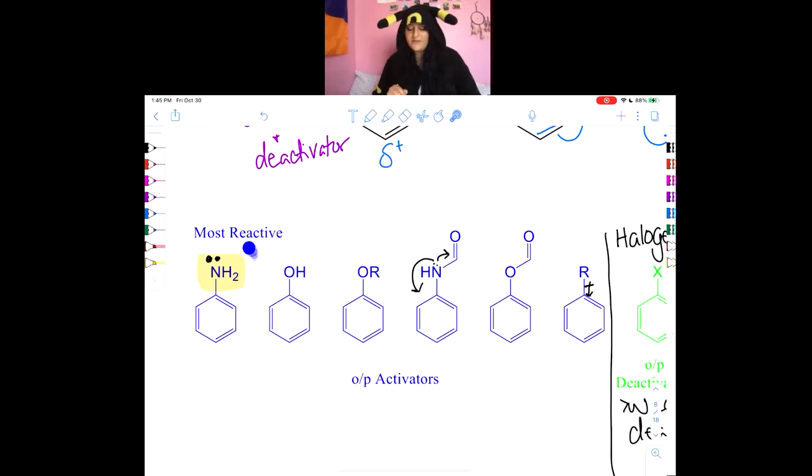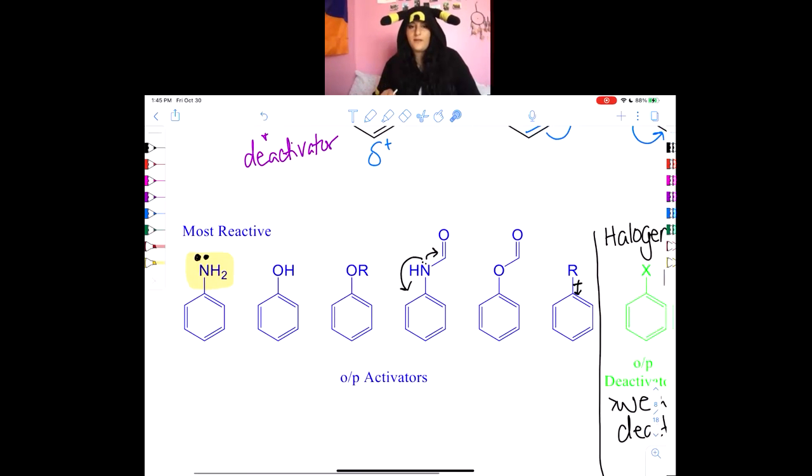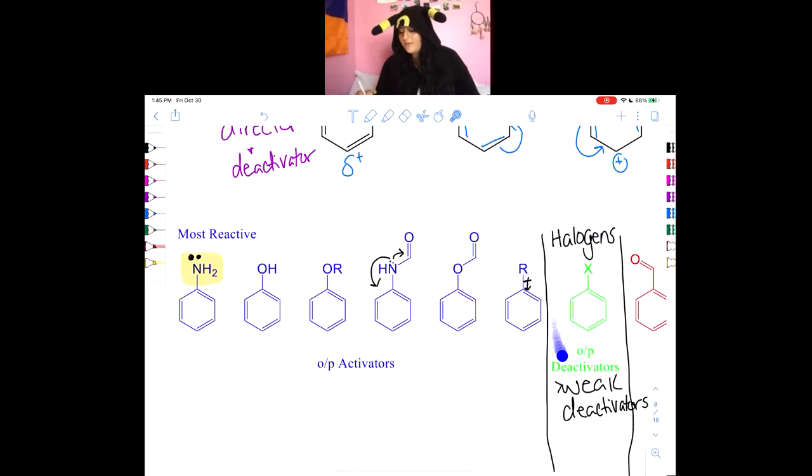So again, NH2 is going to be the most reactive. And then we can see the trend. After the nitrogens, we have the oxygens. After that, we have the ones that have carbonyls. And then the weakest activator is going to be the R group. And then we know the halogens have their own category. They're deactivators, but they're ortho-para directing, so they're weak.